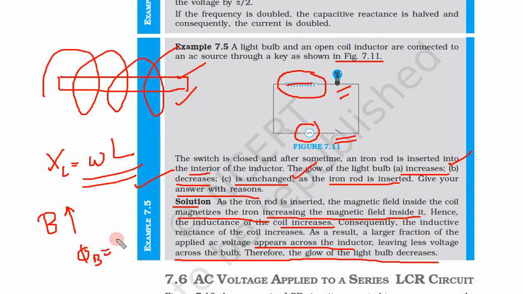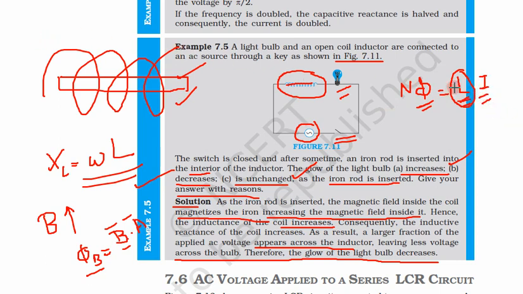Flux is increased, this B·A, flux will increase, and we have seen this phi B and phi was L into I. Since current is constant, phi increases many times, and phi increasing many times will increase the inductance. So now inductance L is increased because B is increased, phi B is increased, phi is increased, L is increased, because current is not changing much.